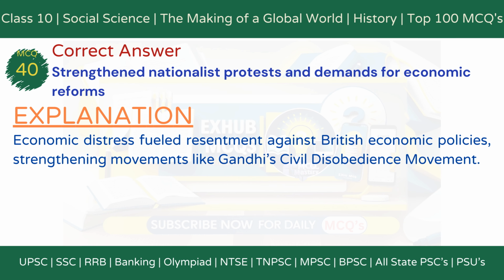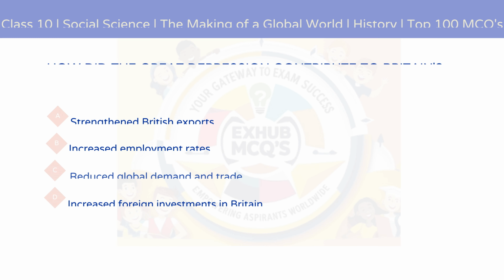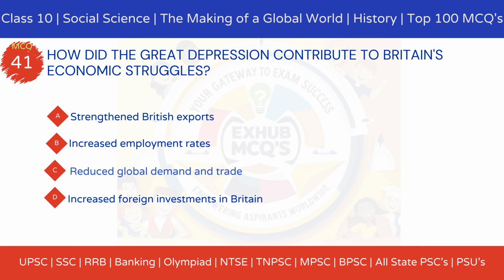The correct answer is option C: strengthened nationalist protests and demands for economic reforms. Explanation: economic distress fueled resentment against British economic policies, strengthening movements like Gandhi's civil disobedience movement. MCQ 41. How did the Great Depression contribute to Britain's economic struggles?